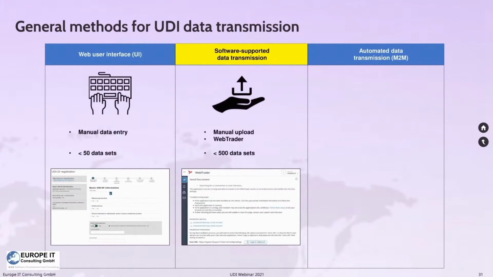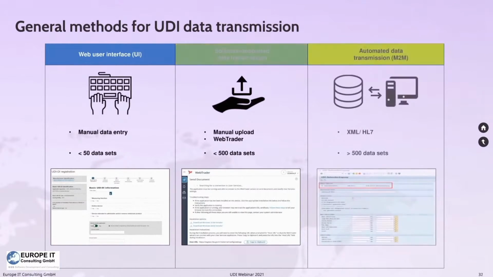Third option is the M2M, machine-to-machine transfer, in which the data is transferred fully automatically. For this, the data is converted before, like in the second option. Afterwards, the data will be transferred using AS2 or AS4 protocol. This allows a very large amount of data to be transferred in a very short time.